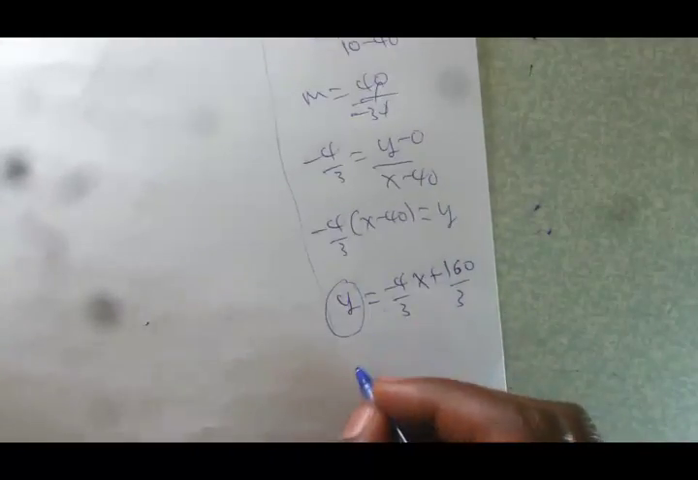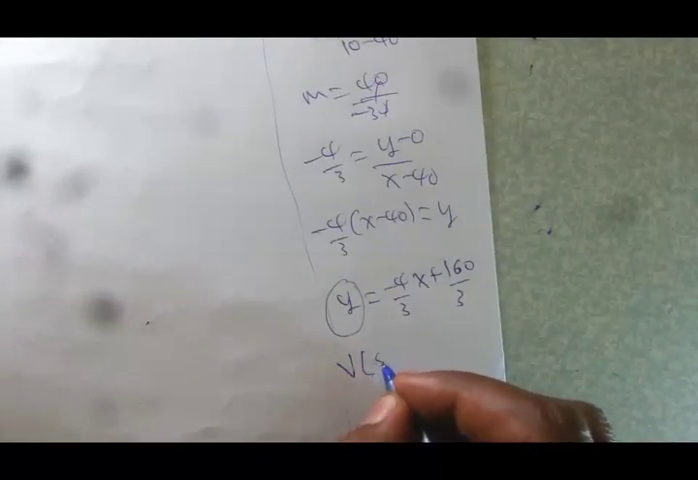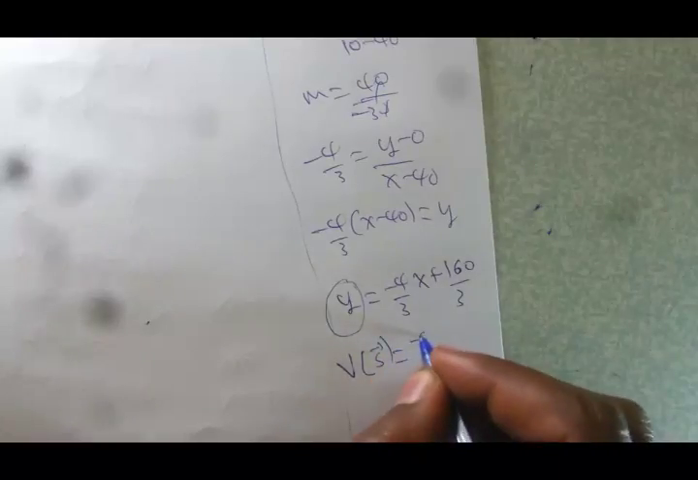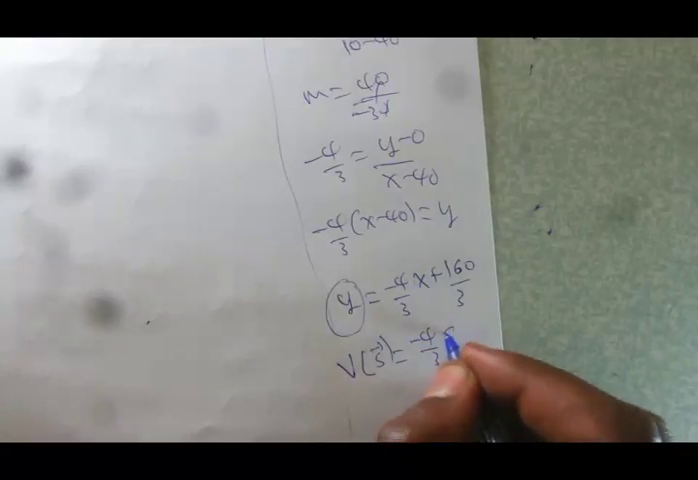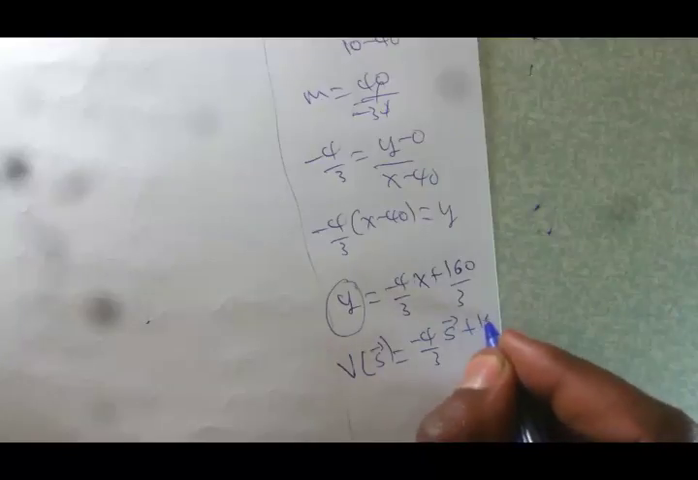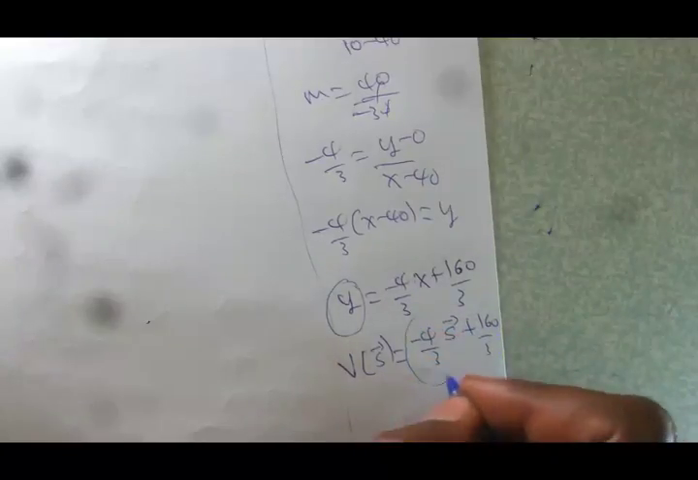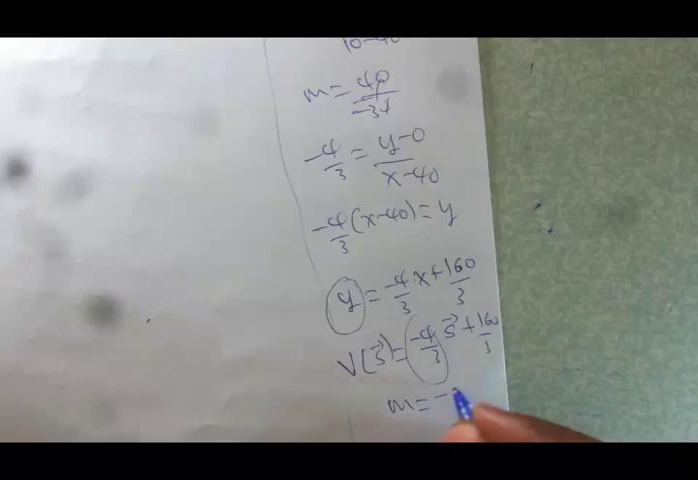What does y represent? Speed. V in terms of distance is equal to minus 4 over 3 times x, where x represents distance, plus 160 over 3, and we are asked to find the slope. Therefore, slope is equal to minus 4 over 3.